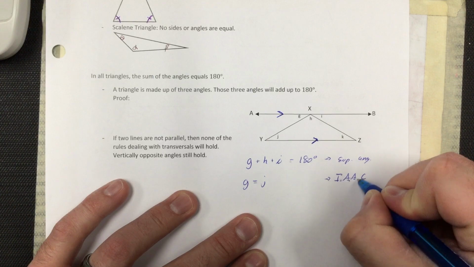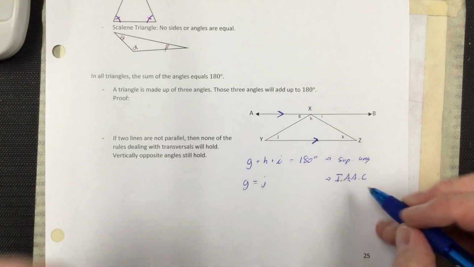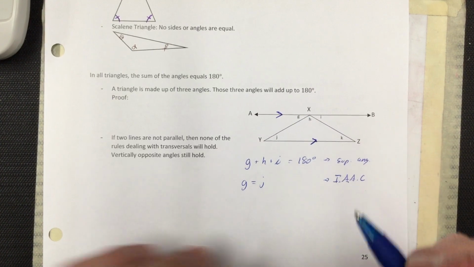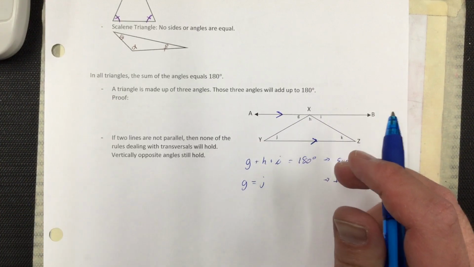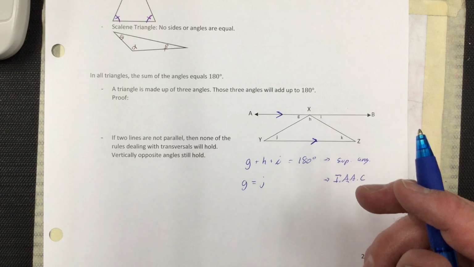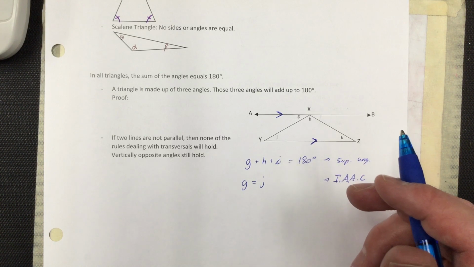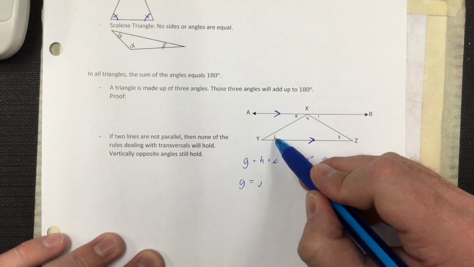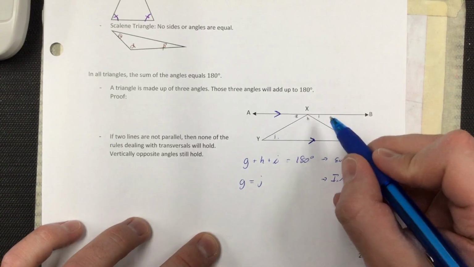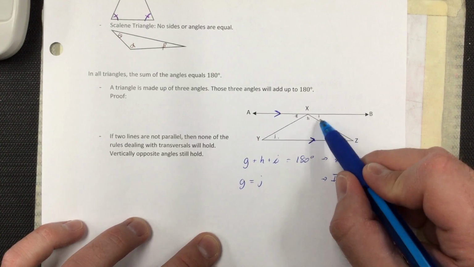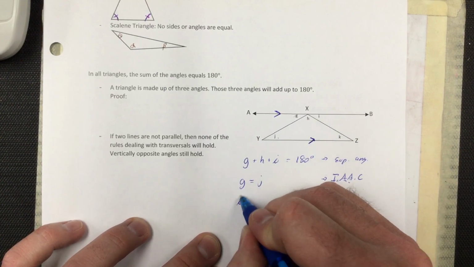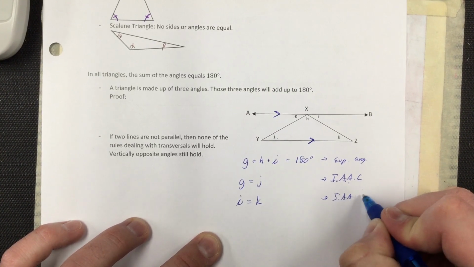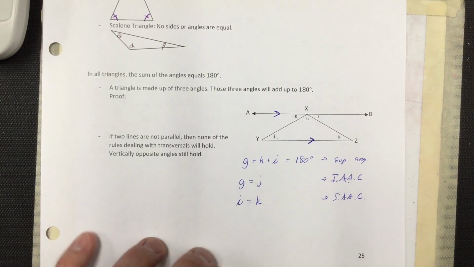This is based on alternate interior angles. Sorry, I made my first little mistake on here. Interior alternate angles are congruent. So G and J have to be the same, and by the same proof, we know that I and K have to be the same. So I is equal to K by the exact same proof right there.